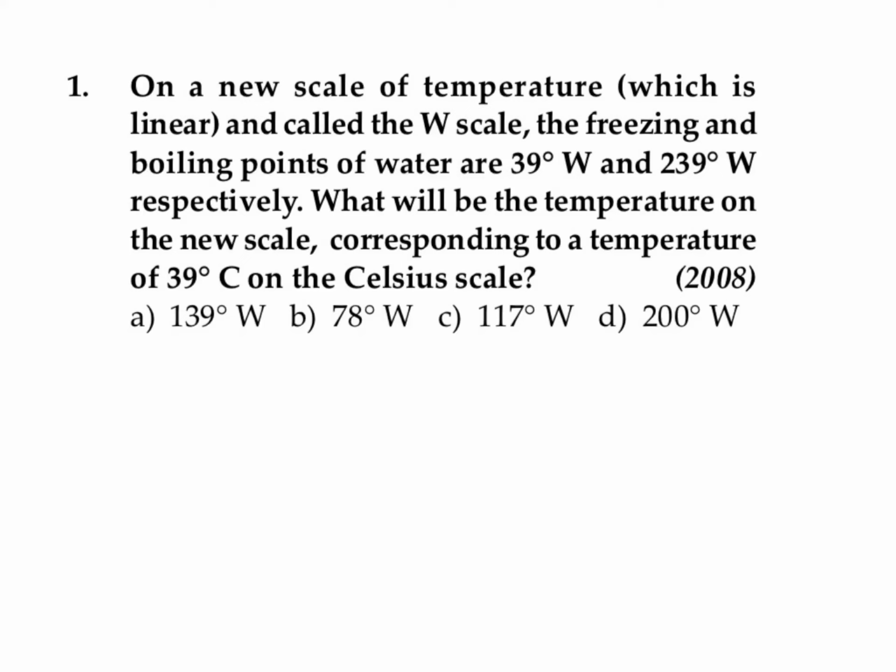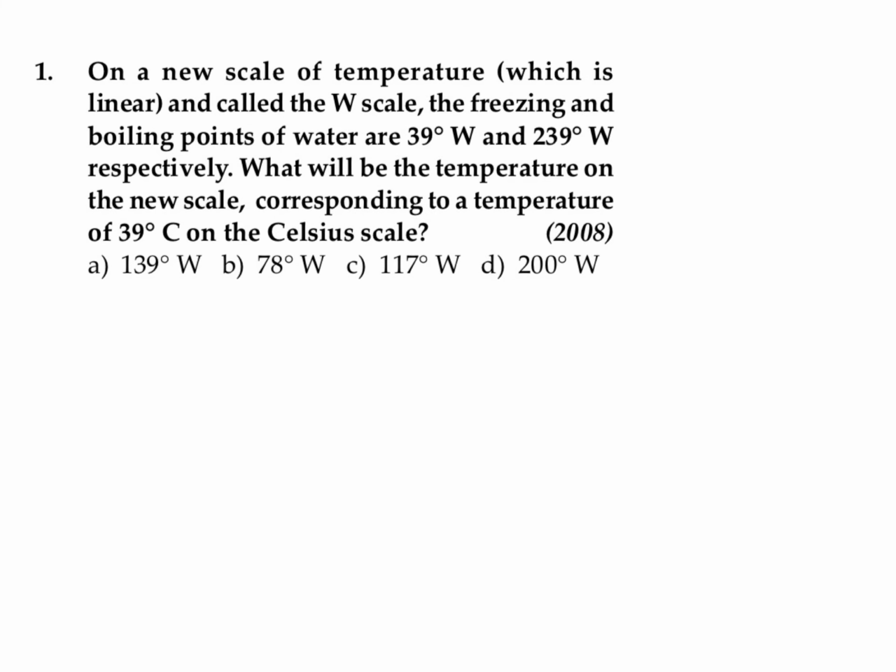It is given that on a new scale of temperature, which is linear and called the W scale, the freezing and the boiling point of water are 39 W and 239 W respectively. So we can consider that in this new thermometer scale, the lower fixed point is 39 and the upper fixed point is 239.